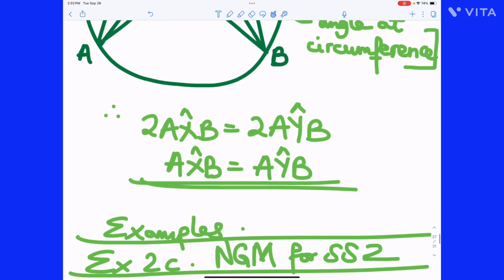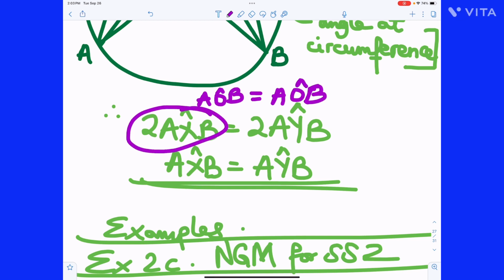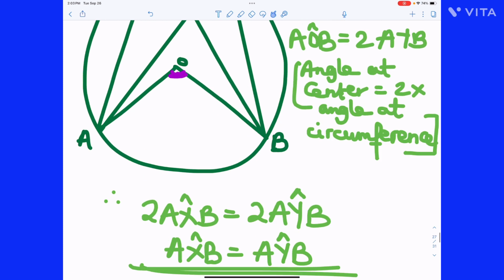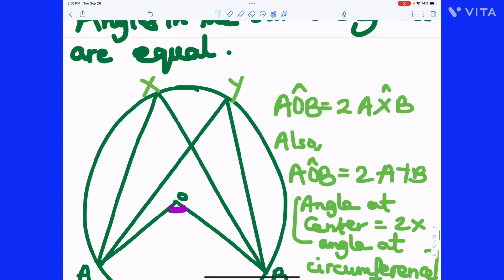So what that means is that AOB is equal to AOB. I can write this. AOB is equal to what? AOB. Firstly, we said AOB is 2 times AXB, and AOB is also 2 times AYB. That means that 2 will divide 2, and AXB will be equal to AYB. So that's the proof we want to write, that these two angles are the same, and we have done that.